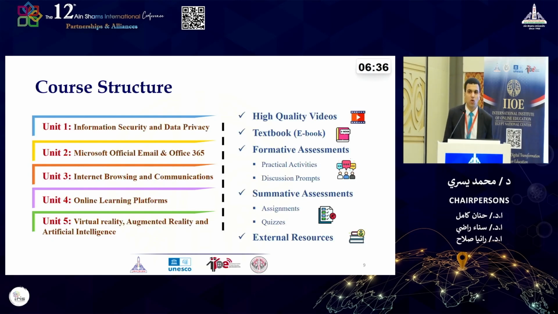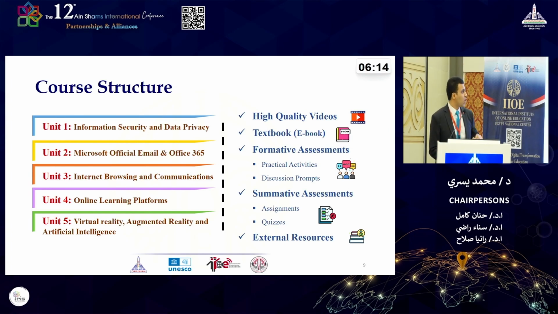But how did the course look? The course consists of 5 main units, which are information security and data privacy, Microsoft Office, email and Office 365, internet browsing and communications, online learning platforms, and finally, virtual reality, augmented reality, and artificial intelligence.